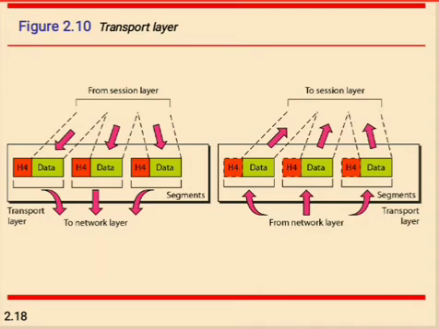The transport layer also provides the acknowledgement of the successful data transmission and retransmits the data if an error is found. So if there is any error, it will retransmit, and it will forward only when it is error free. So this is the transport layer.